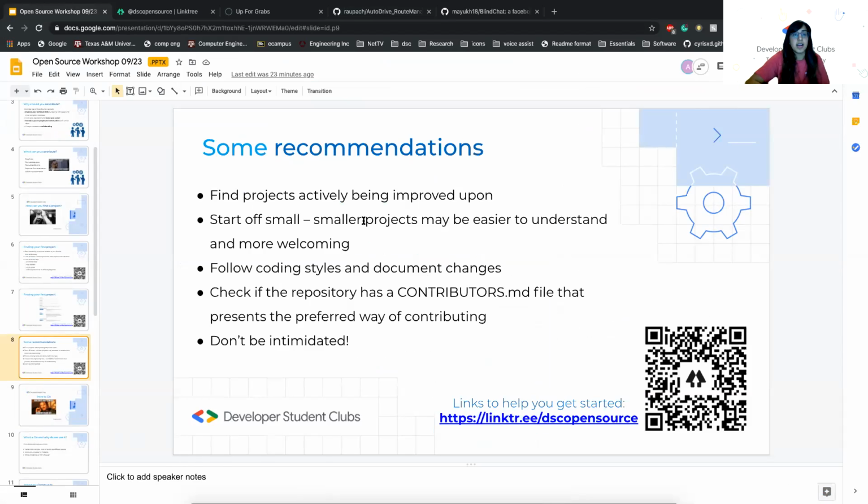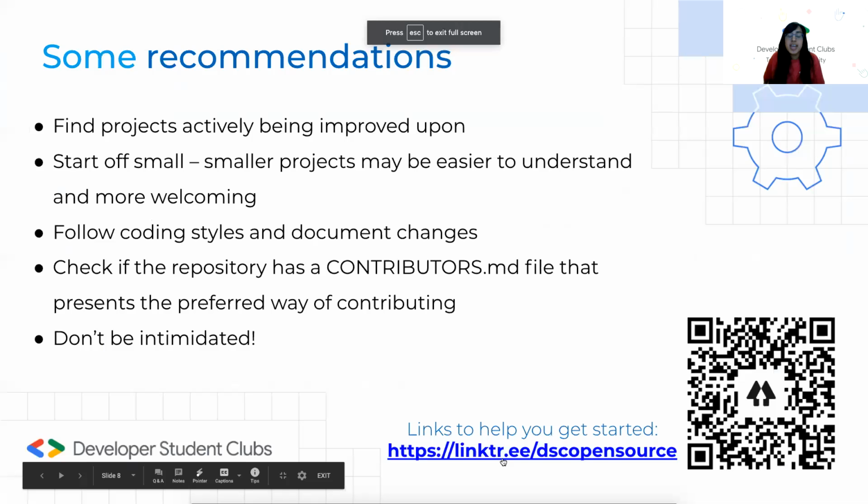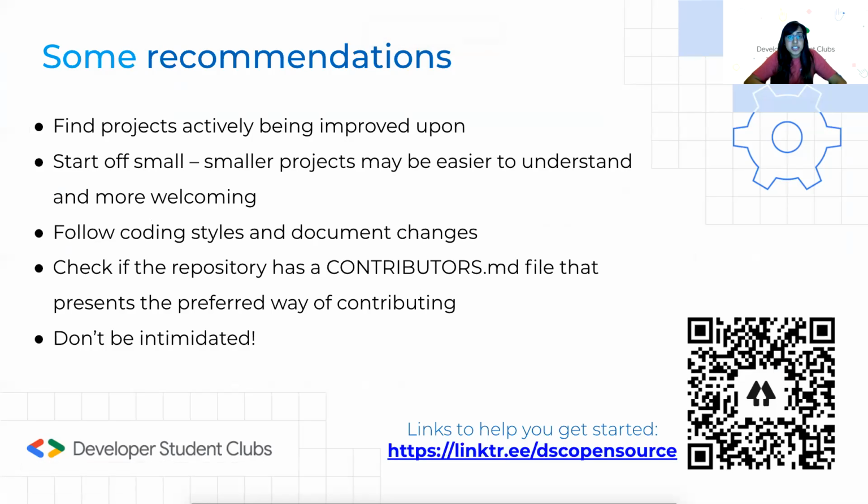Yeah. So basically some recommendations: you want to find projects that are being actively worked on, because the worst thing is if you submit a pull request for a project that's no longer being worked on, it's probably not going to get approved. And you can start off with smaller projects specifically because they're probably easier to understand, since the code might be more simple, and the moderators might be more welcoming to changes, especially by beginners.